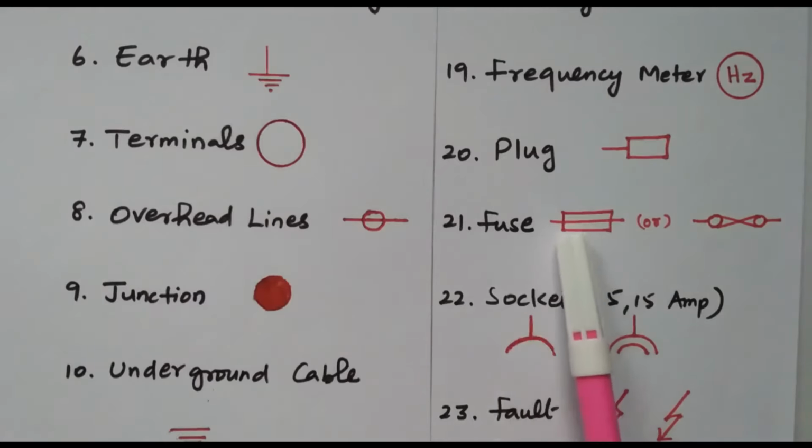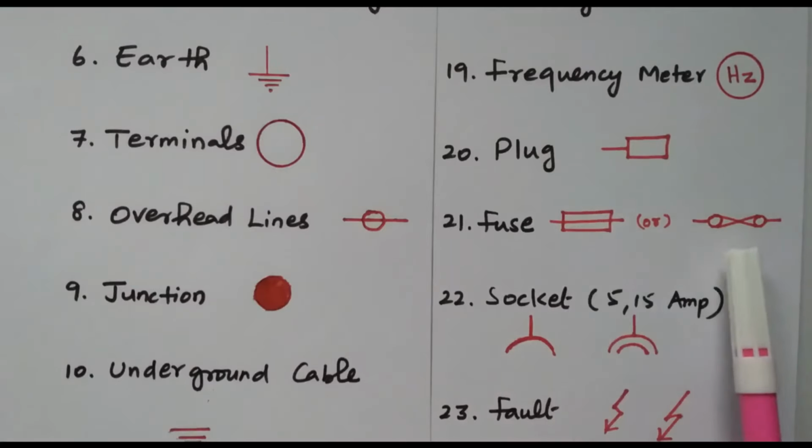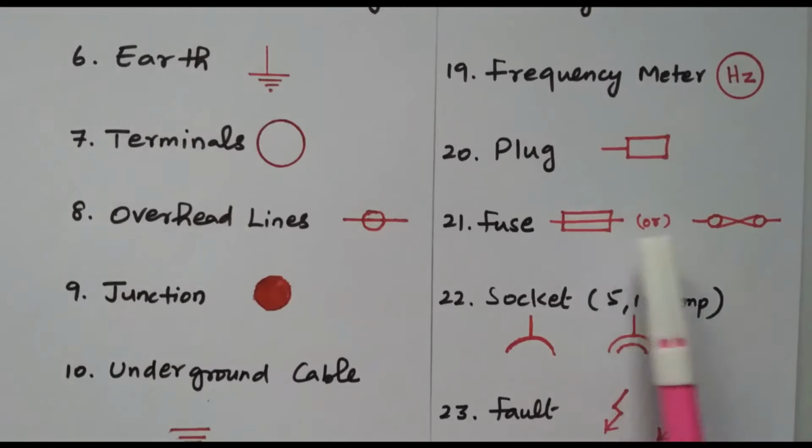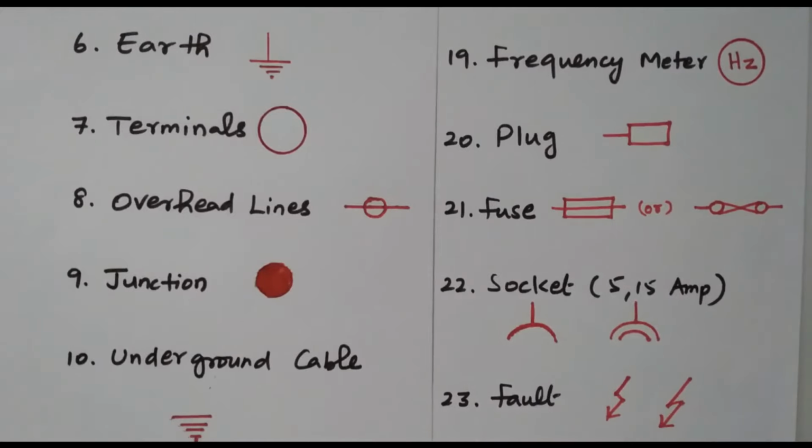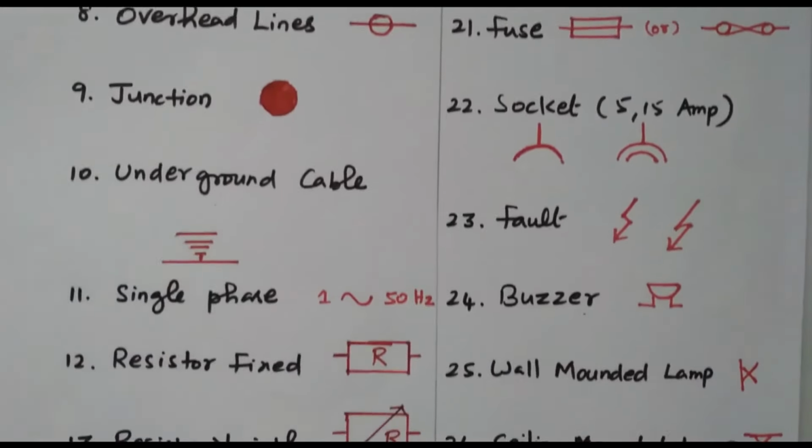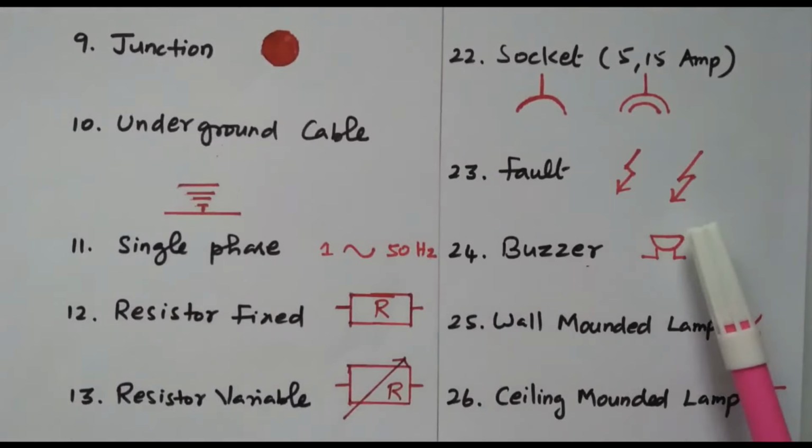Then fuse. So this is the wire over which one box is there. That means the conductor is going through a fuse, or it can be represented like this. Two circles are available, crossed like that, so that there is a fuse. If any abnormal condition occurs, it will glow. So it is passing through this or through the circle. Then socket, either 5 ampere or 15 ampere, it is represented like this. It's a socket. Then fault. The fault is represented by these lines. It's like a thunder.